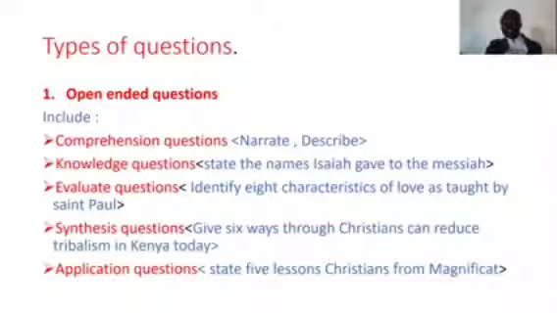Application questions are always the last questions, but see, significances or lessons that Christians learn from a particular question. And here, in application questions, you have to know the description first before you are able to give the answers.